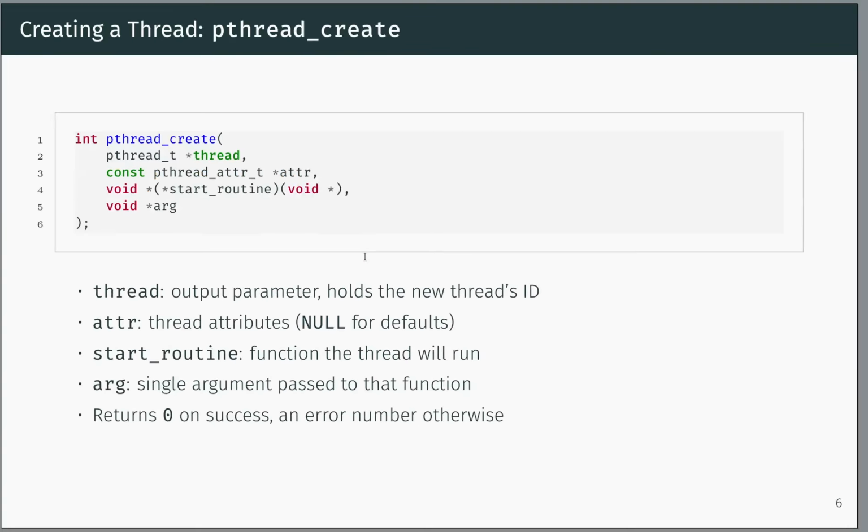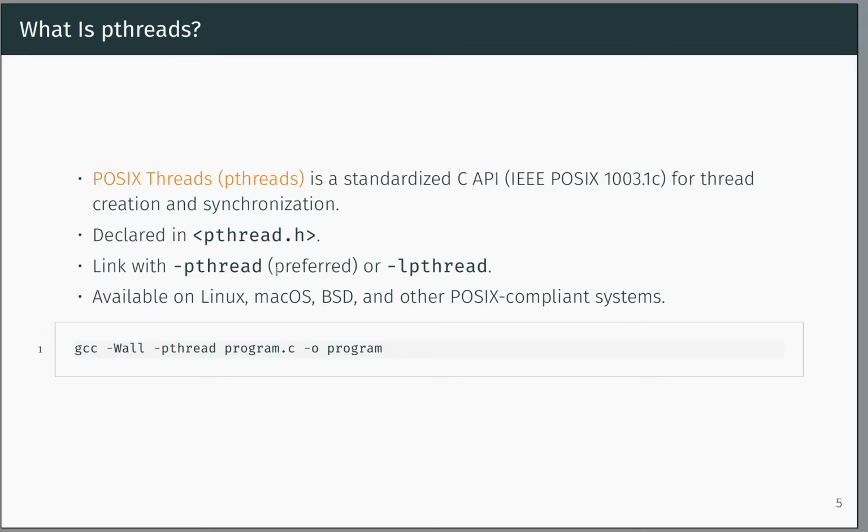And if you want to see some basics, then let's see. To compile the program, you have to link with pthread, minus pthread, or you link with minus l pthread. That is the GCC syntax. And pthreads are available on Linux, macOS, BSD, or other POSIX compliant systems.